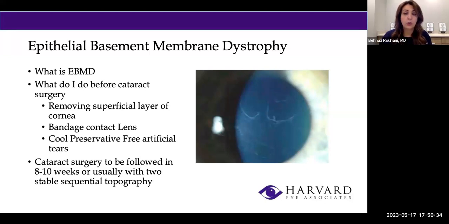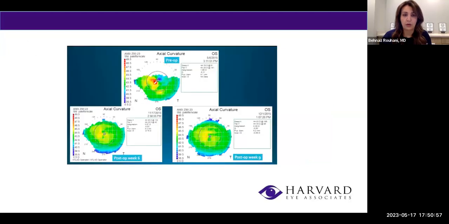However, in order to proceed with cataract surgery, we usually have to wait for 8 to 10 weeks following surgery, making sure the cornea is stable and the readings are stable on the cornea in order to get all the measurements prior to cataract surgery accurately enough to get us to the best lens power possible to provide the best visual outcome. These are some cornea mapping pictures. So the case that you saw with the picture I showed you, this is the mapping of that.